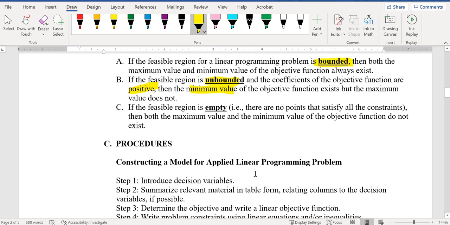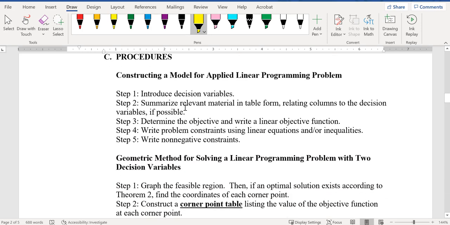All right, let's go talk about the procedures. Constructing a model for an applied linear programming problem. Step 1, you've got to introduce the decision variables. Step 2, you've got to summarize relevant material in table form, relating columns to the decision variables if possible. Step 3, determine the objective and write a linear objective function. Step 4, write problem constraints using linear equations and/or inequalities. Step 5, write your non-negative constraints.